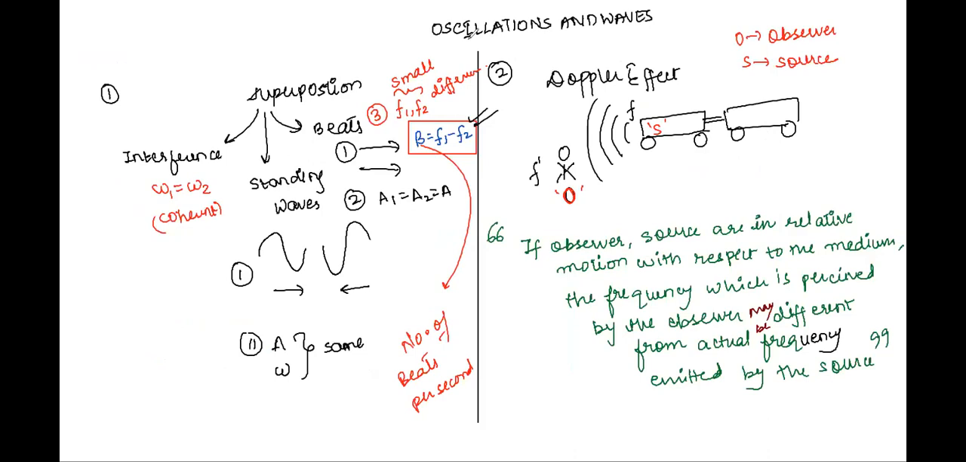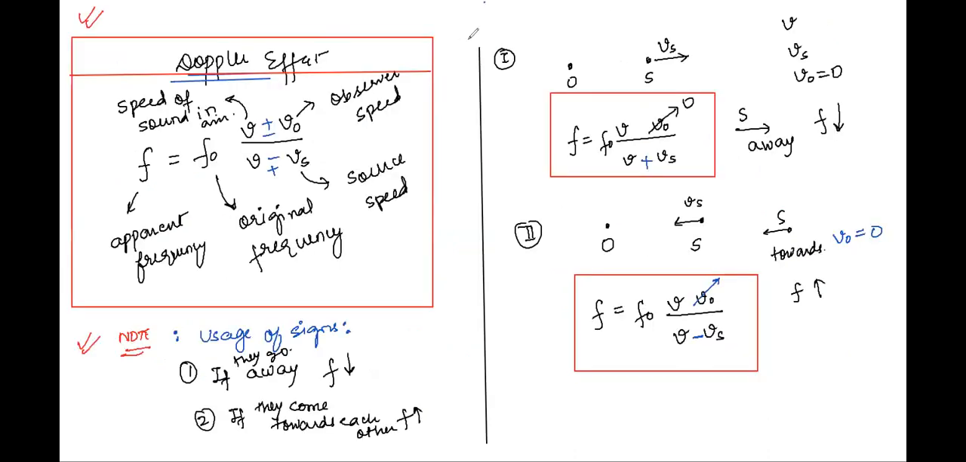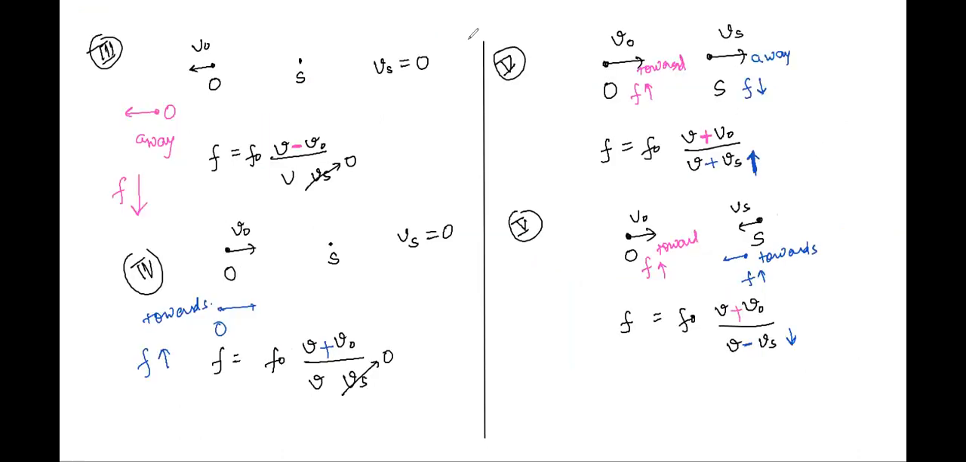So we have read one by one and understood the basics: what are beats, what is the Doppler effect, and the different cases of the Doppler effect. There is one special case, Karuna, which is called reflection of sound. Whenever reflection happens, we'll take an example of that.